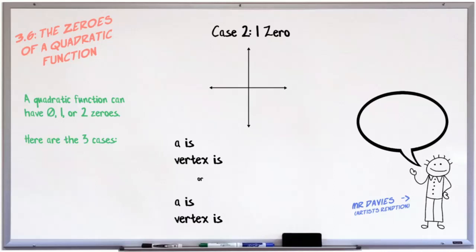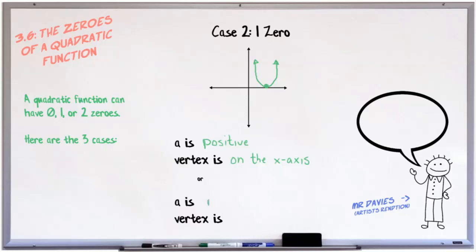The second case that we'll look at is when there's 1 zero in a parabola. This can occur when a is positive, and our vertex is on the x-axis. Okay, so sketching this, it might look something like this, where our parabola opens up, but our vertex is directly on that x-axis.